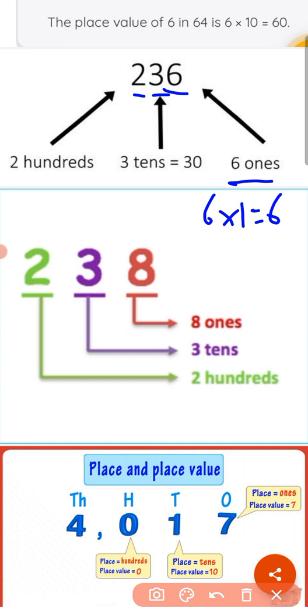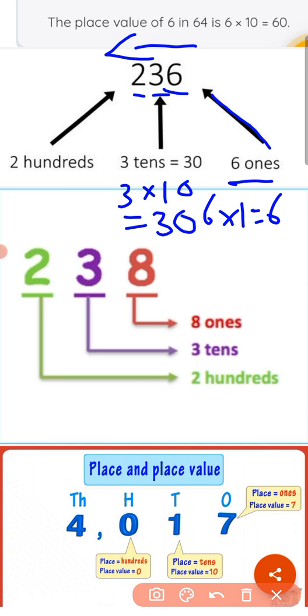3 is in tens place. Always start from right to left. 6 is in ones place, so 6 into 1, 6. 3 is in tens place, so 3 into 10, 30. 2 is in hundreds place, so 2 into 100, 200. These are the place values of 2, 3 and 6 in the number 236.